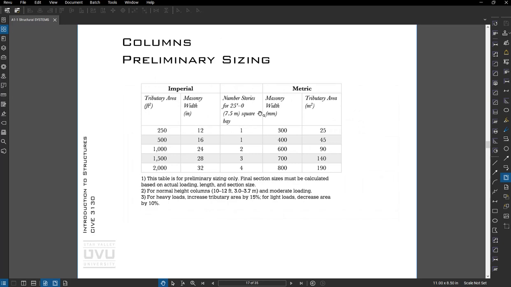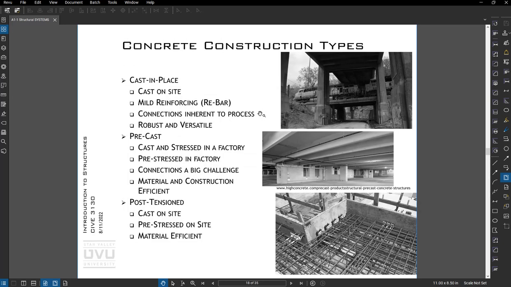Preliminary column sizing. So, jumping into concrete. Concrete is fantastic in foundations and in structures that need to be watertight or have water as a normal part of them, like in a water treatment plant. Depending on the part of the country, we may do more concrete than steel or vice versa, just depending on what's available.